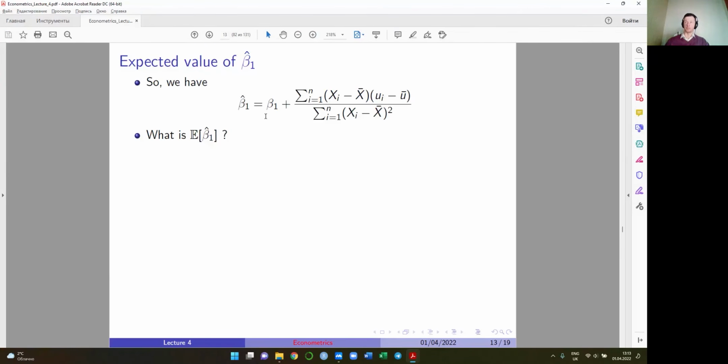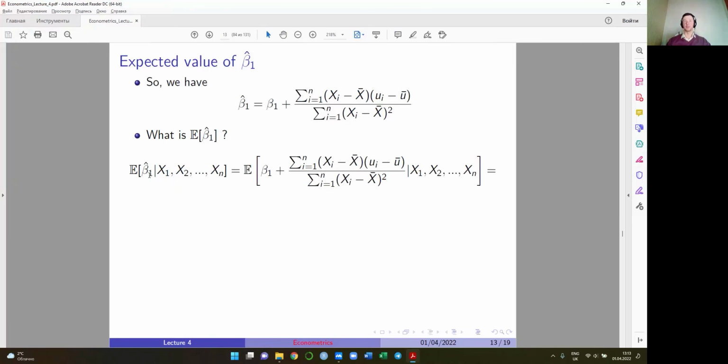So we will start with the conditional expectation of beta 1 hat, conditional on x1, x2, up to xn. So what does this mean? It means that if I know x1, x2, xn, if I already collected these numbers, what is my expectation of beta 1 hat? So this is going to be the conditional expectation of this expression.